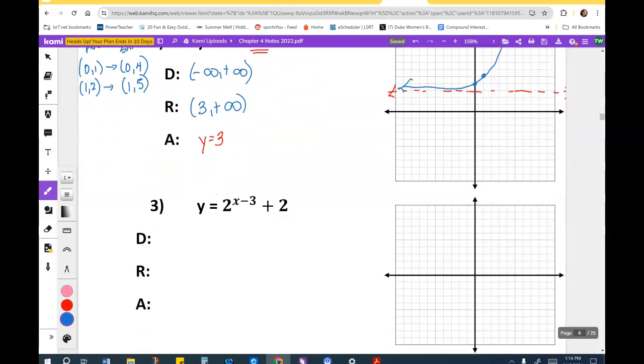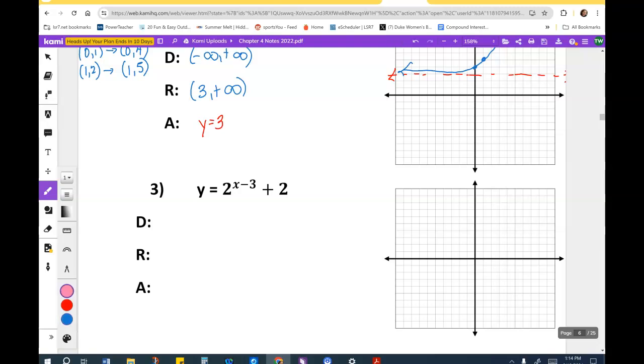Okay. Number 3, we've got a couple of different things going here. We do have a k, so we know it's going up 2. We also know then that our asymptote is y equals 2. Your asymptote is always y equals whatever your k value is.